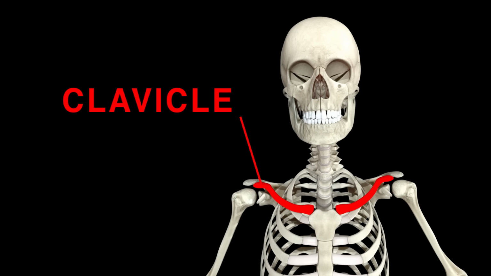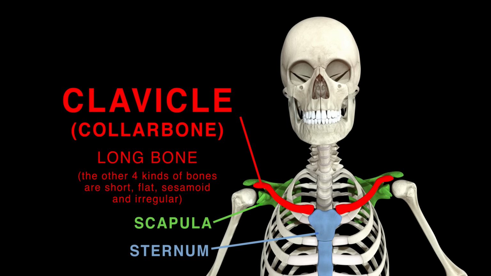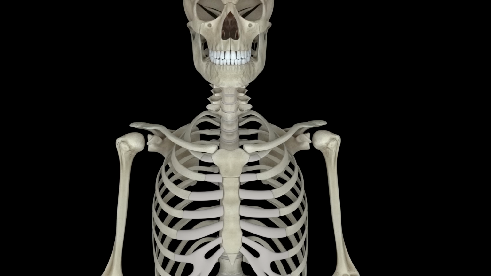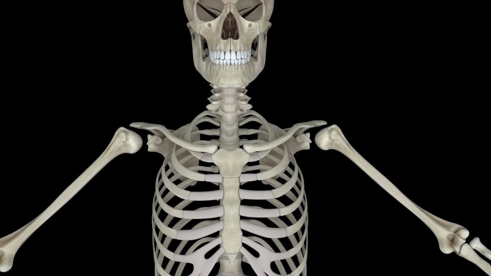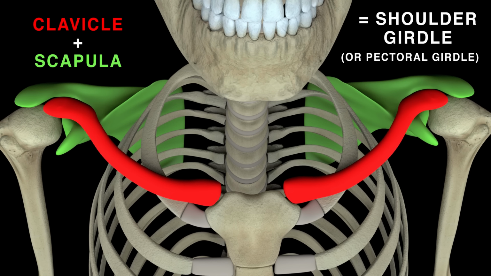The two clavicles, also called your collarbones, are long bones found between your sternum and scapulae. They are found just above the first rib and help hold the scapula in place. This lets the arm hang freely away from the thorax and have a larger range of movement. The clavicle and scapula together make up the shoulder girdle, also called the pectoral girdle.